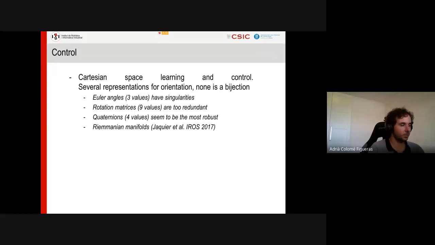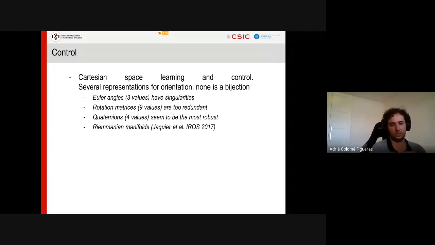So you can use Euler angles, but they have singularities. You can also use rotation matrices, but there are 9 values for a rotation matrix, of 3 dimensions. And so they are too redundant. We cannot explore the 9 values. Also, you can use quaternions, which seem to be the most robust representation, but still they have this problem of having one restriction.